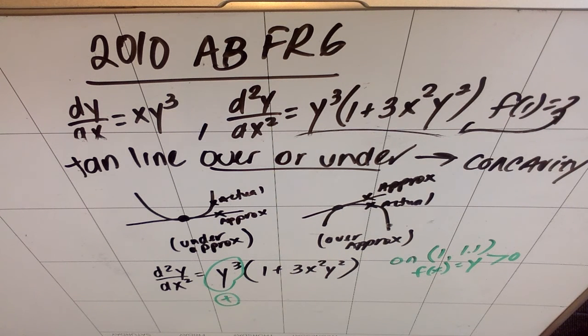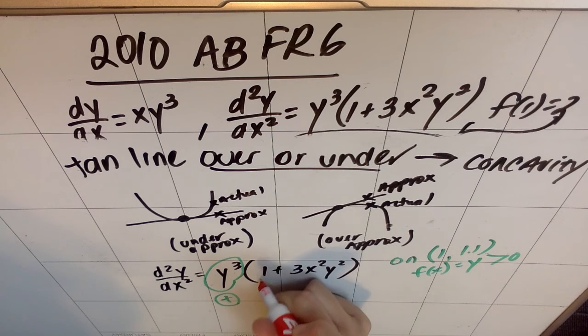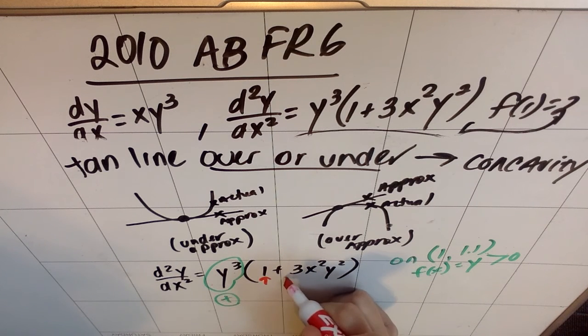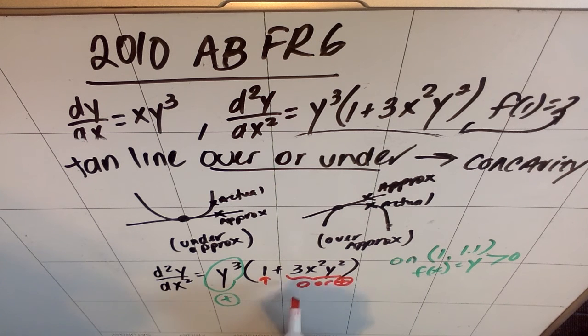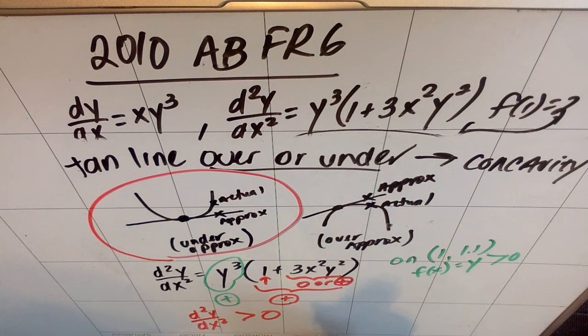This guy, on the other hand, is always positive, because this is a 1, which is a positive number, and this thing is either 0 or positive, because you can't get a negative out of an x squared or a y squared. The smallest number you can get here is 0 squared. If you square a negative, you'll get a positive. So this is 1 plus a value that is either positive or 0, meaning this whole thing also nets positive. So on this window, d squared y dx squared must be positive, which means I'm looking at this situation.